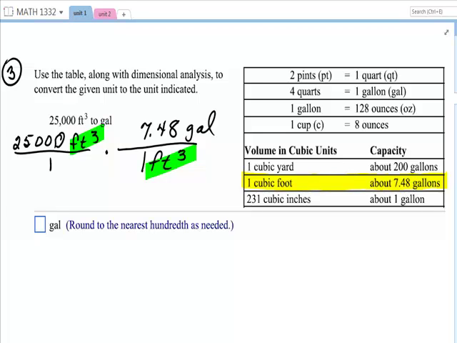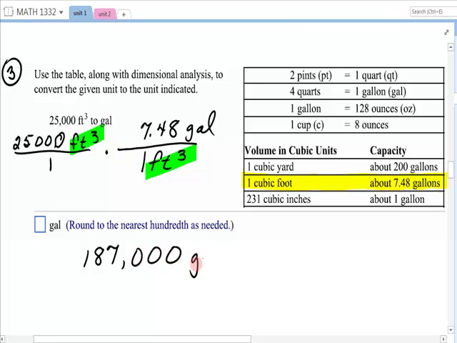So, with my calculator, I need to multiply 25,000 times 7.48. And I get a really large number. I get 187,000 gallons. But this is what I would have had to do to convert once I knew, based on feet, the capacity of my pool. I needed this fact to do the conversion so I'd know how many gallons of water would go in it.